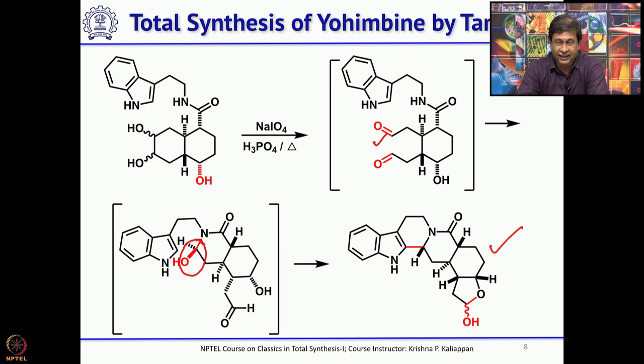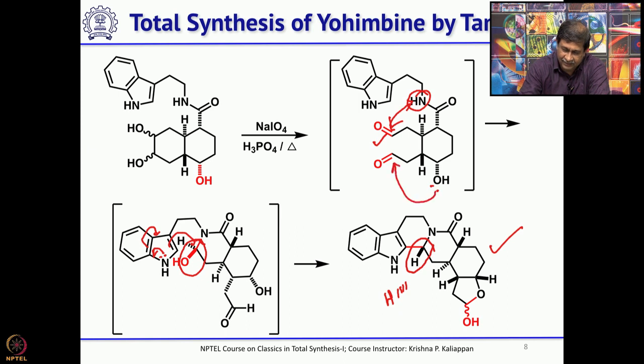One, it forms the dialdehyde, then this amide amine adds to this aldehyde to form this aminol. Then you can see the indole moiety coming and attacking here. That leads to the formation of the third ring, the C ring. But the problem is the stereochemistry at this ring junction. Here the hydrogen in Yohimbine should be alpha, but what he got is beta. Meanwhile, you can also see this hydroxyl group attacks this aldehyde to form a 5-membered lactol. In one step, as I said, many reactions are taking place.